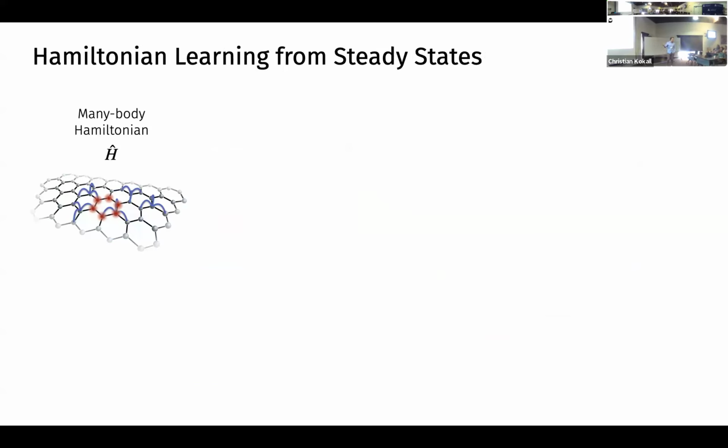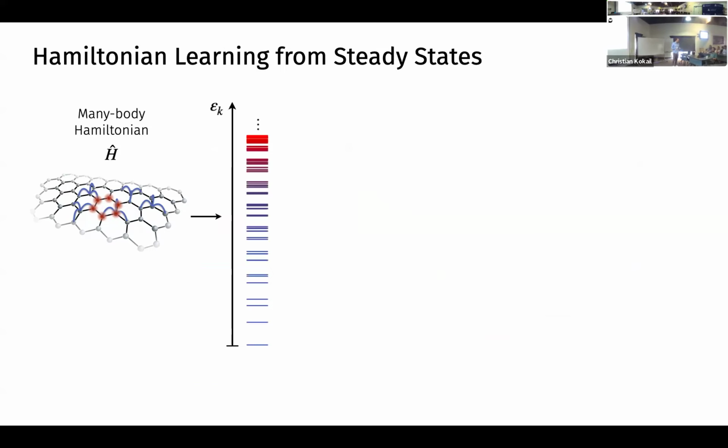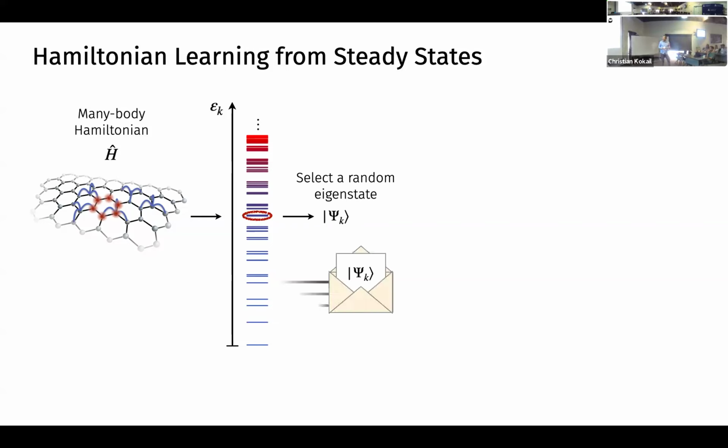Right. So let's take the following thing. You take your favorite many-body Hamiltonian, whatever it is, and let's say you take a system size that you can diagonalize, 15 qubits or whatever. You completely diagonalize it, you compute its spectrum, and then let's say you select a random eigenstate. You pick randomly one eigenstate out of the spectrum, and this eigenstate you send to me via email.